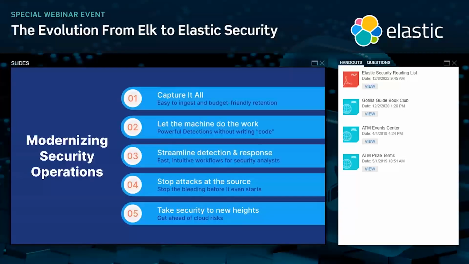And the last two items of the demo, stops attacks at the source and takes security to new heights, reflect brand new features that Elastic Security introduces, starting with endpoint security and EPP that allows to stop the bleeding before it starts at the endpoint. And the last part was around our cloud security. We're starting with Kubernetes. Cloud security posture management is coming for cloud native as well. And really, this allows all of our customers and users to get ahead of cloud risks.